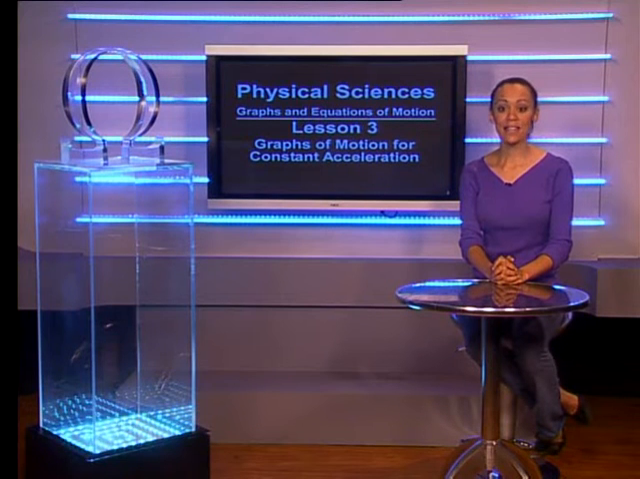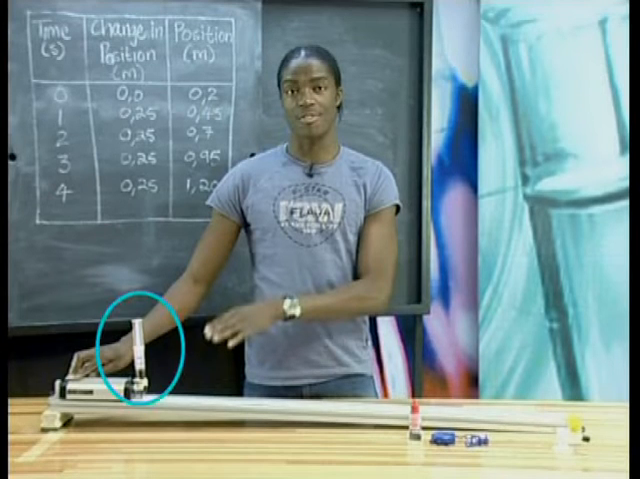Good day. In this lesson, we will investigate constant acceleration and how we can use graphs of motion to understand this concept better. Now let's join Aaron in the lab as he investigates what happens when a trolley travels down a slope. Aaron has attached a syringe filled with ink to the front of the trolley.